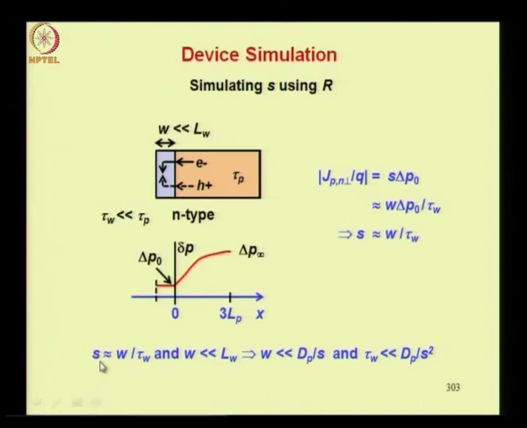So this is what is summarized here. S is approximately equal to W by tau W, and W is much less than LW. These are the conditions. So these imply the width of your region that simulates surface recombination should be much less than dP by S. So I can combine these results, because this formula is valid only under this condition.